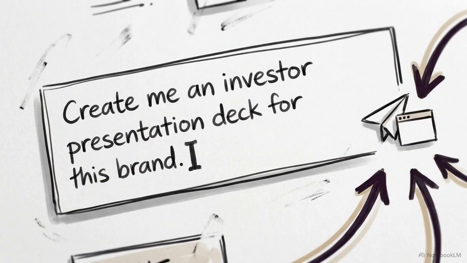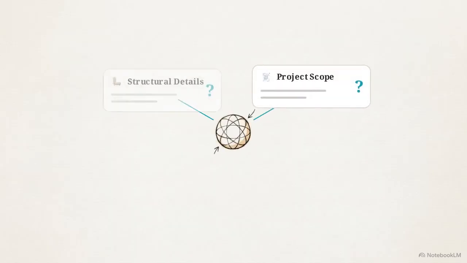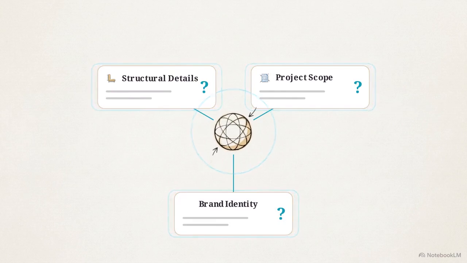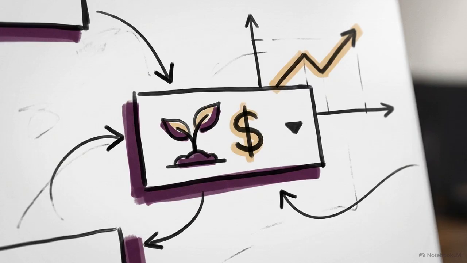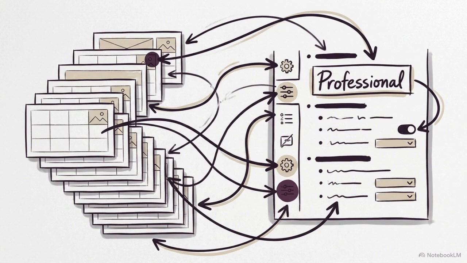Now give it a direct instruction. Type, "Create me an investor presentation deck for this brand." The system will pause to ask you a series of clarifying questions. It gathers these details first to ensure the final slides match your specific business requirements. For this example, we'll define the funding stage as a seed round, set the length to 12 slides, and instruct the AI to match the brand's professional tone of voice.